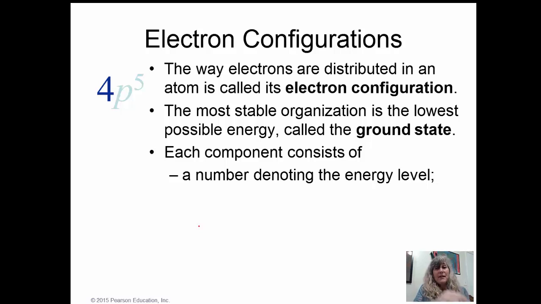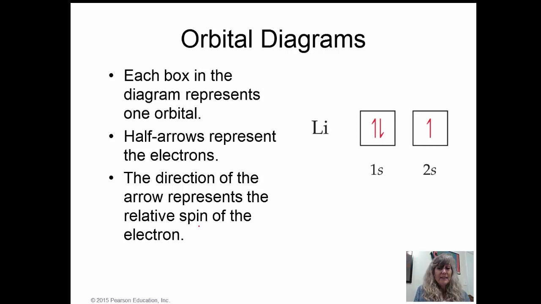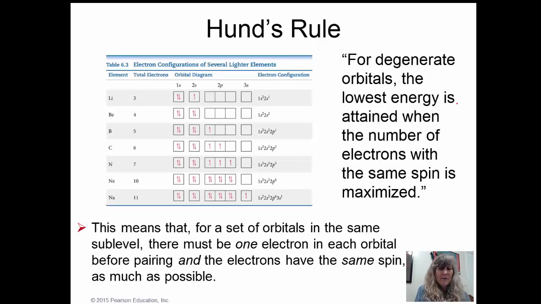Electron configurations, you guys can do that. 1s2, 2s2, 2p6. Okay, we've got our orbital diagrams and our electron configurations. And there's nothing new here, so I'm not going to go over it a whole lot. We're still using big words, though. Hund's rule. Do you remember Hund's rule? For degenerate orbitals, the lowest energy is attained when the number of electrons with the same spin is maximized. What? That doesn't sound like review. Those are all new words.